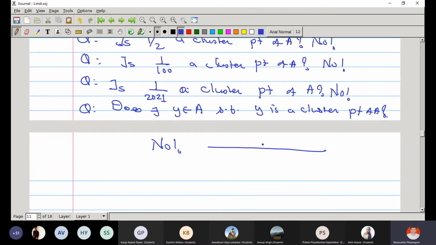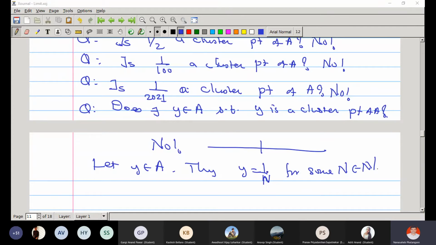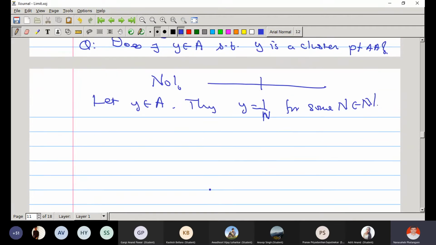And what is the reason? If you look at any member, let y belong to A. Then y is 1 upon n for some natural number n. Because what are the members of A? Members are of the type 1 upon some natural number. So when I say y is a member of A, that means y is an element of the type 1 upon n for some n. And therefore if you look at 1 upon n, what is the previous number, and what is the next number?